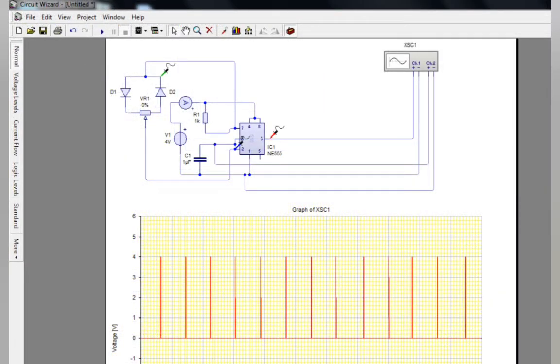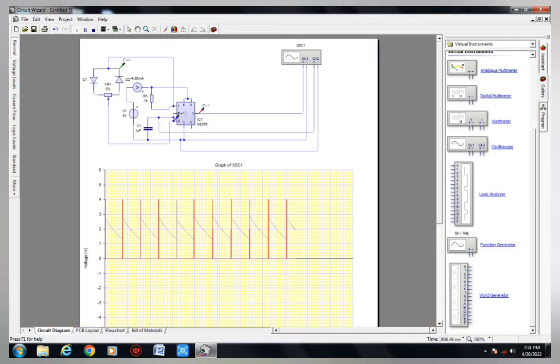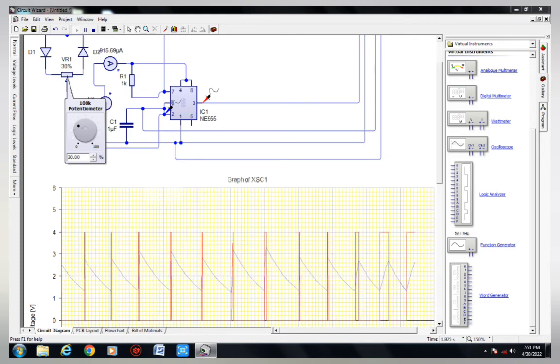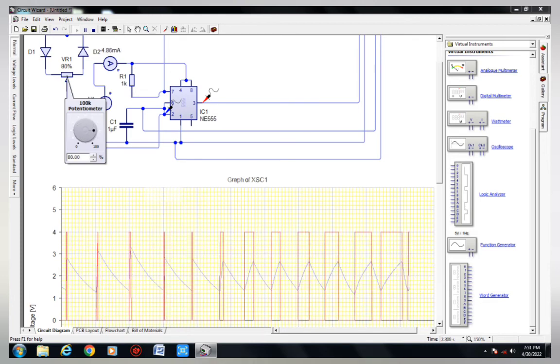In this way you can simulate any of your own circuits, and you can see the output of the circuit with respect to time, as you can see the charging and discharging of the capacitor.